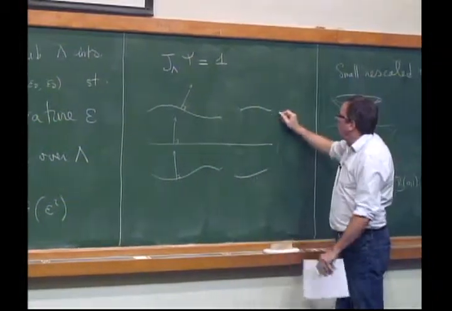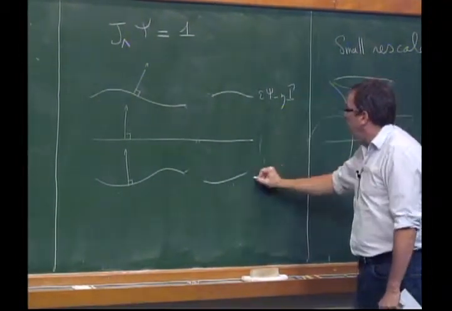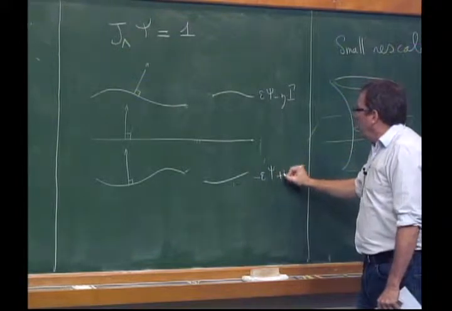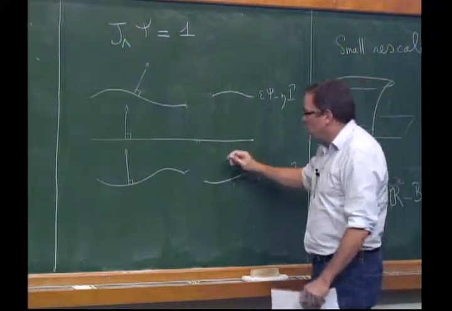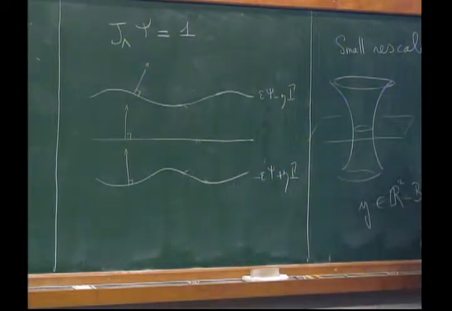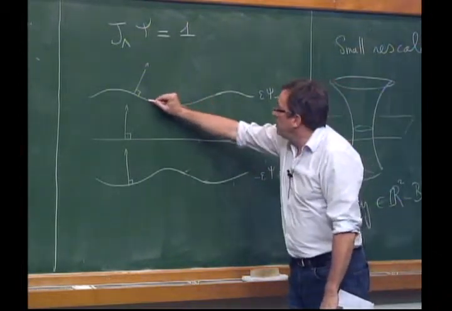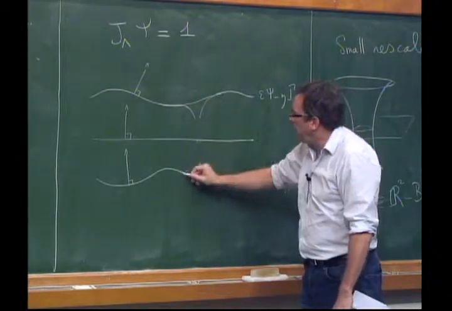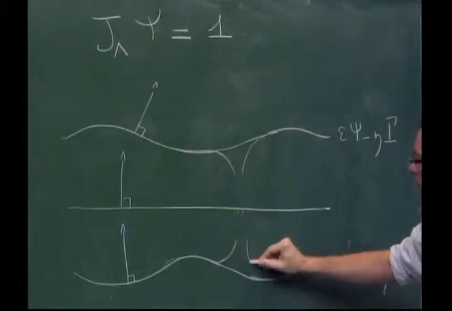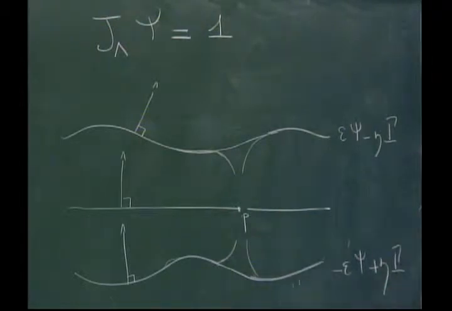So this is the graph of epsilon psi minus eta gamma. And here minus epsilon psi plus eta gamma. And so let's agree that the white curve, white surface is the graph of epsilon psi. And then when I plug this in, I get something that looks like this, and here something that looks like this. And the point P is, roughly speaking, here.